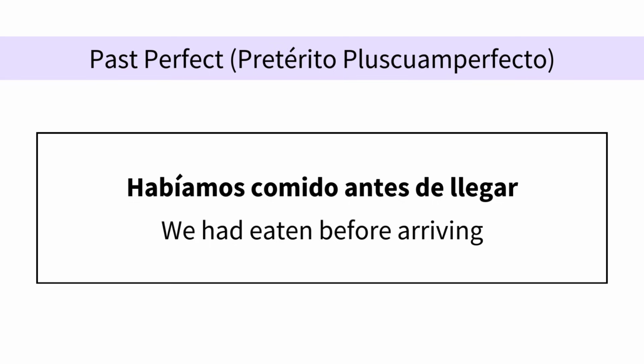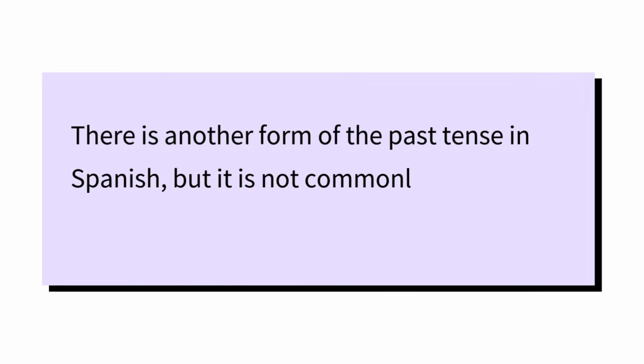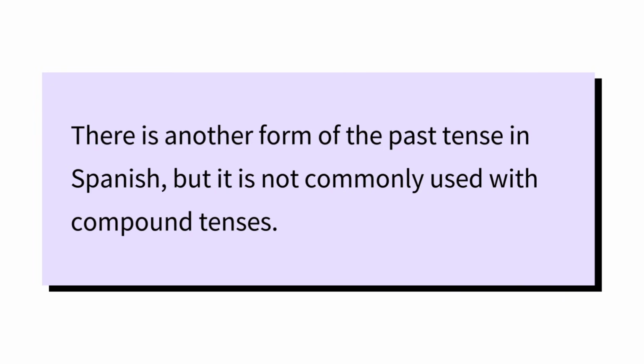Habíamos comido antes de llegar. We had eaten before arriving. So here the structure is the same, right? We have haber conjugated to the past and the correct person, plus the participle. And then we add more detail. There is another past tense in Spanish, but it's very rarely used in the compound tenses.